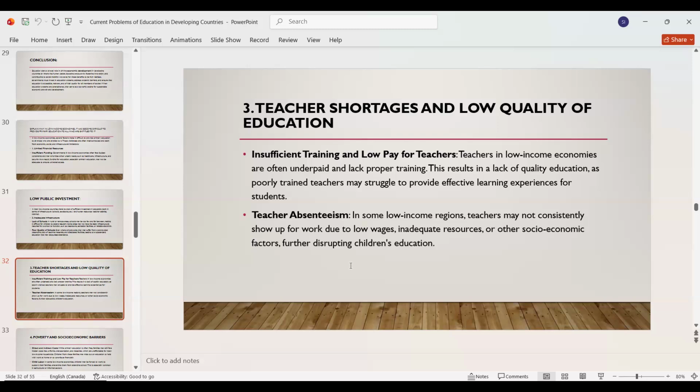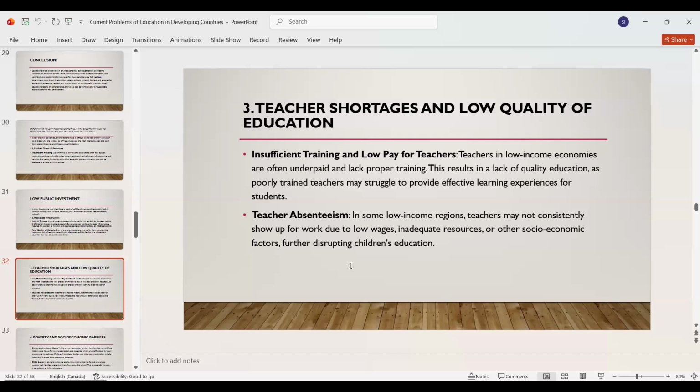So insufficient pay and low pay for teachers. Teachers in low income economies are often underpaid and lack proper training. This results in a lack of quality education as poorly trained teachers may struggle to provide effective learning experiences for students, right? Especially for primary, they need trained teachers. Otherwise, without any training, it's very difficult to control the students, right?